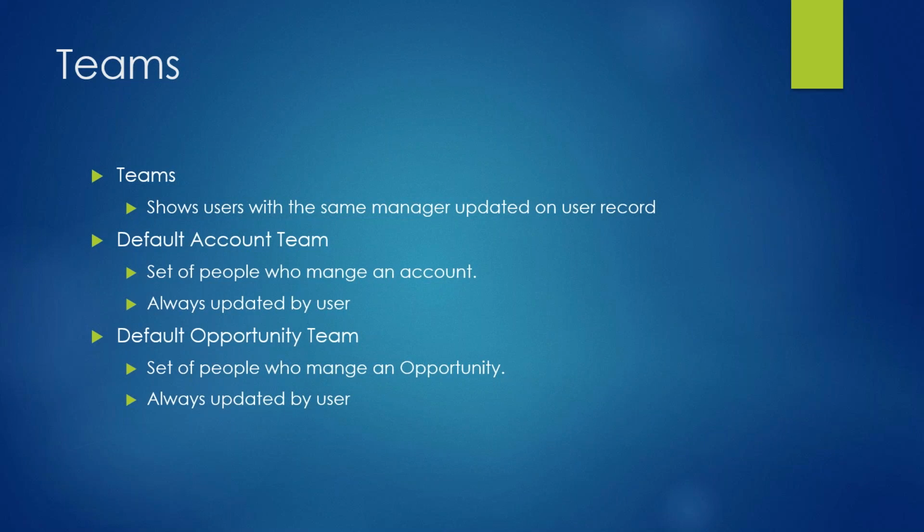So if you are working on an opportunity and you want to show the opportunity information to the team you work with, you can update the person under the default opportunity team, and the person will be able to see it, and you can define what level of access that person is going to get on the opportunity.